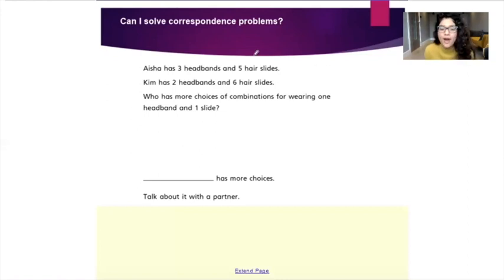Okay, so Aisha has 3 headbands and 5 hair slides, and then Kim has 2 headbands and 6 hair slides. So the first thing that I want to do is see how many combinations they have individually. So how many possible combinations could Aisha have, and then how many possible combinations can Kim have? So in order to do that, I'm going to see how many headbands she has and how many hair slides she has. So she has 3 headbands and 5 hair slides. So I'm going to multiply them together. 3 times 5. What is 3 times 5?